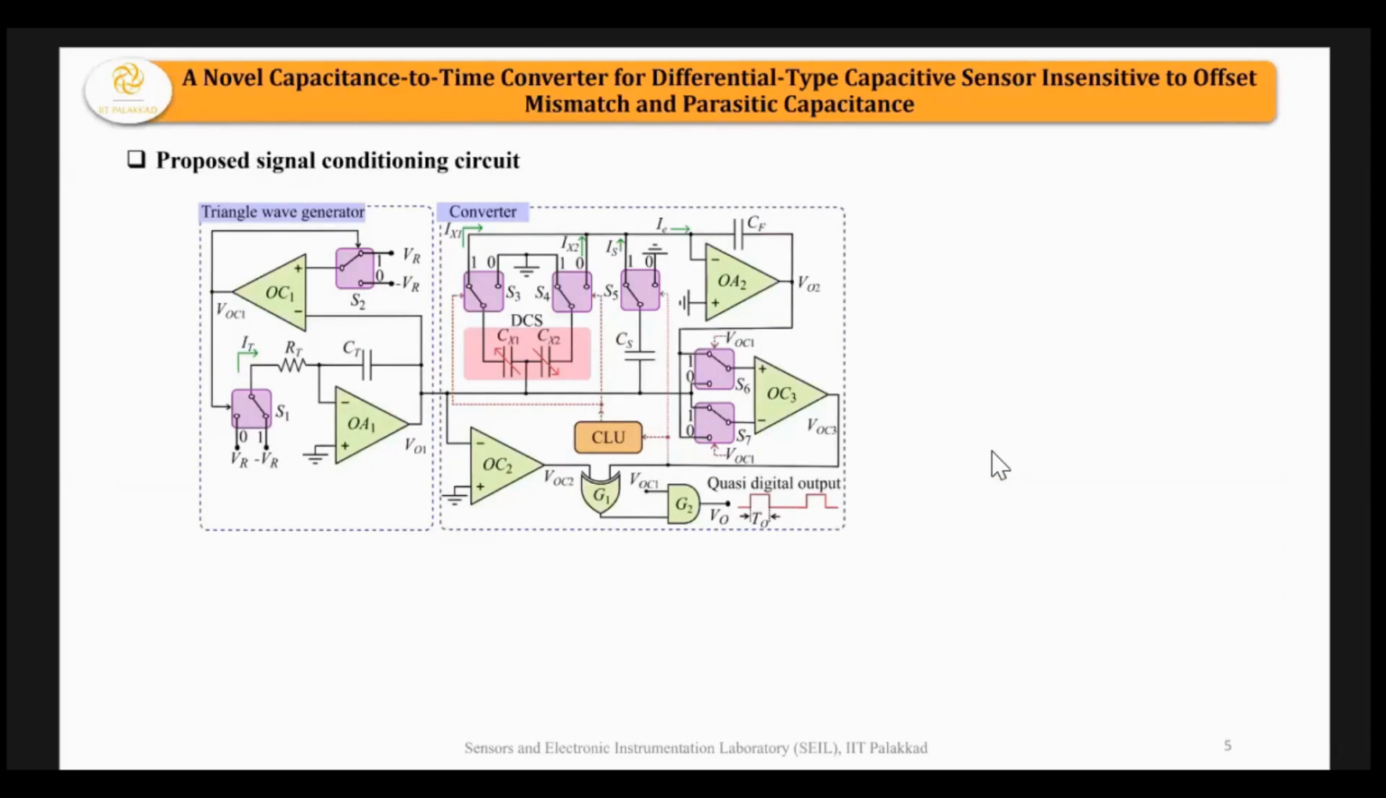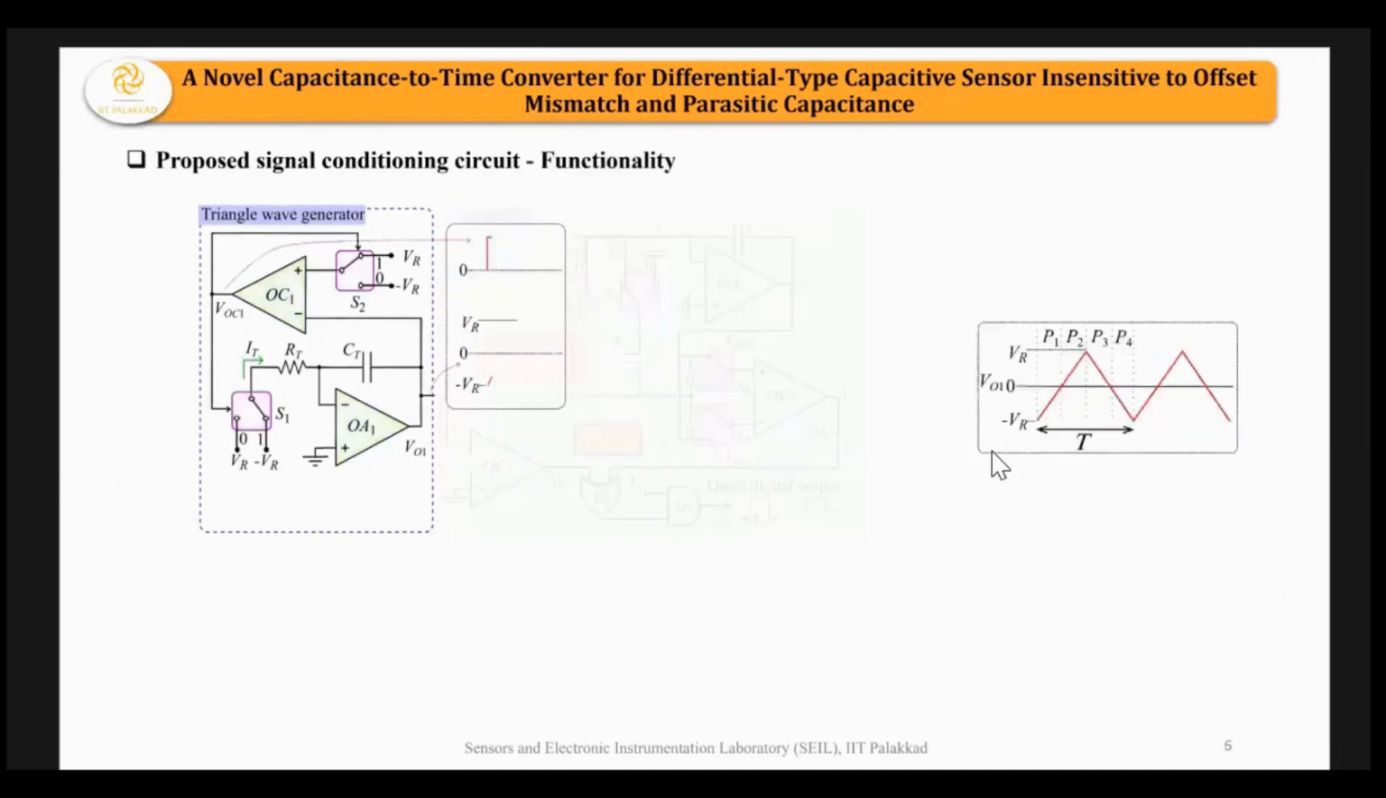It basically consists of two blocks. One is the triangle wave generator, and the other is the converter. Let us see how it works. The first one is the triangle wave generator. It consists of basically an integrator and a comparator circuit. The switches S1 and S2 are controlled by the output of this comparator in such a way that we get the triangle wave. The triangle wave will have a time period T, and for ease of understanding, we divide the entire time period into 4 phases: P1, P2, P3, and P4.